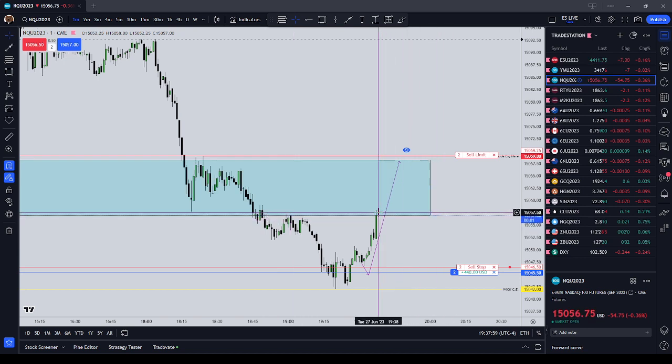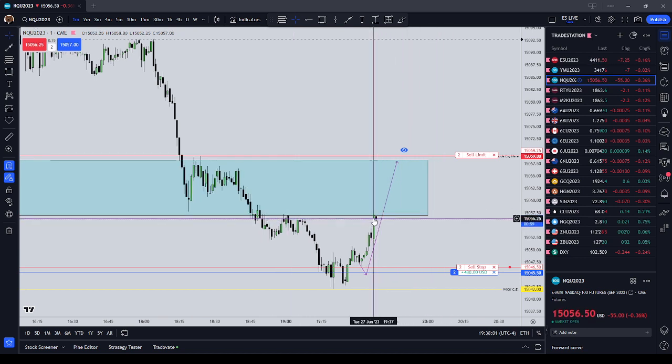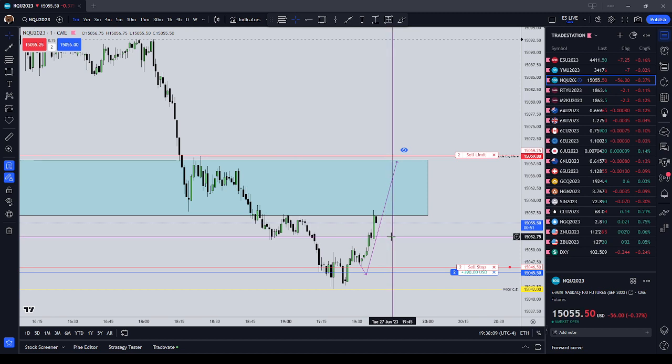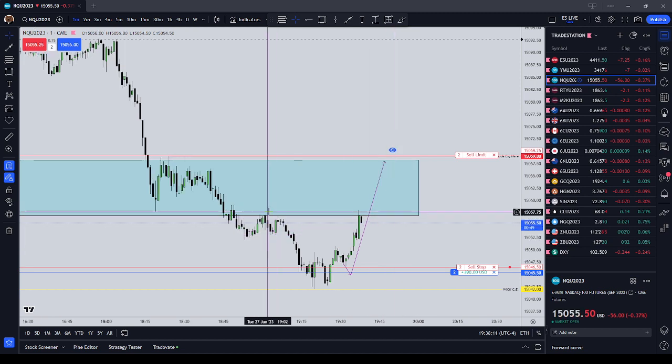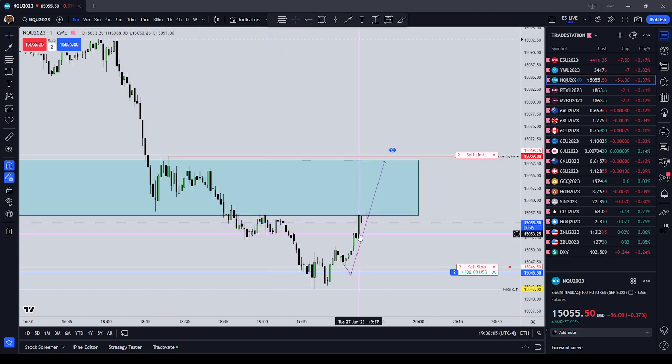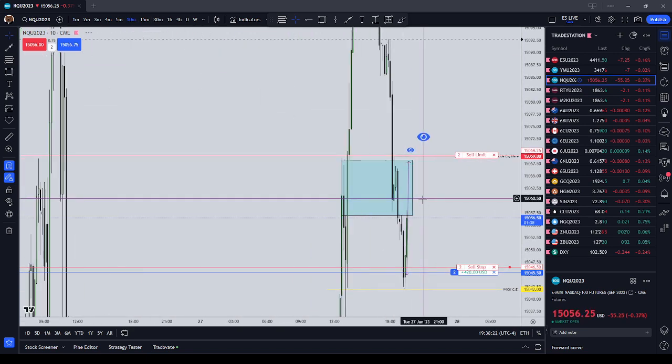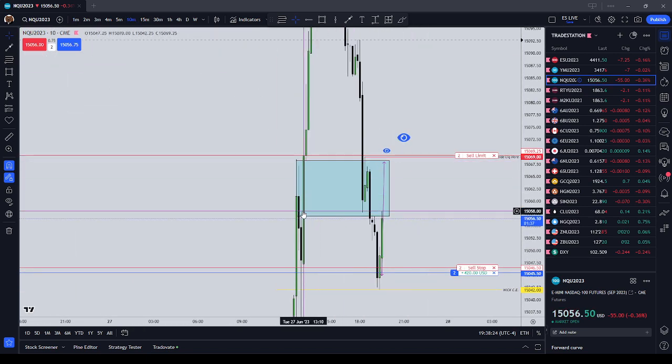You can see that the CME's matching algorithms will match these aggressive buy orders with the resting sell orders that the lead market makers will have right here. The market makers would have sell orders right there in order to match the aggressive orders that we just saw. Just came up to the 10-minute BISI, 10-minute buy side imbalance, sell side inefficiency.